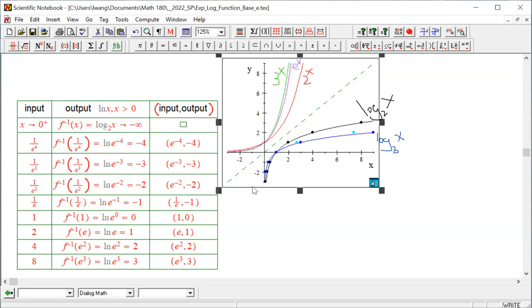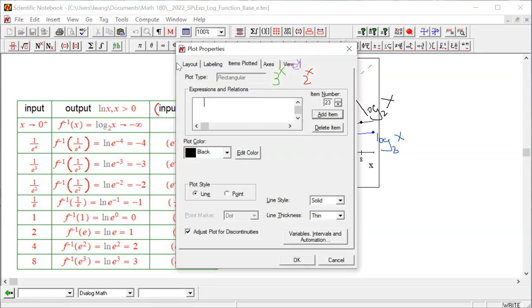How about on the other side? The other side might be a little bit difficult to see, but I still want to pick one point, 1 over e, negative 1. You'll still see it, that blue.